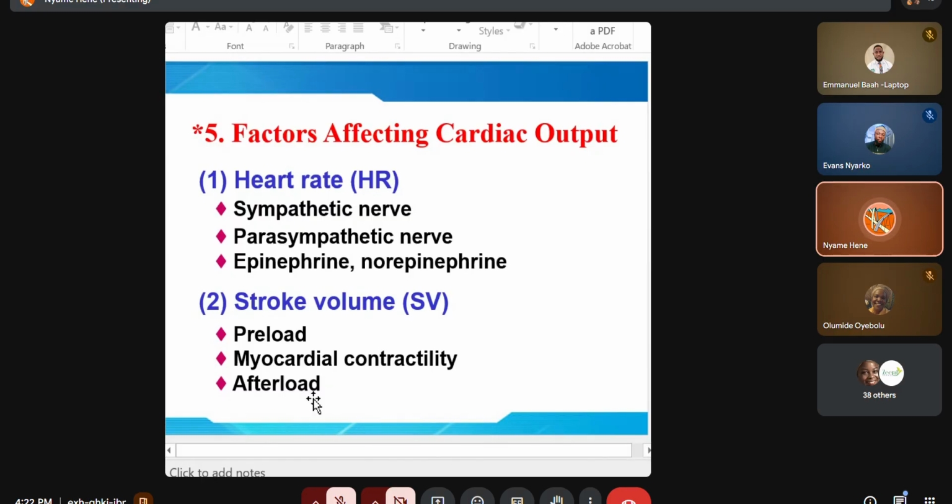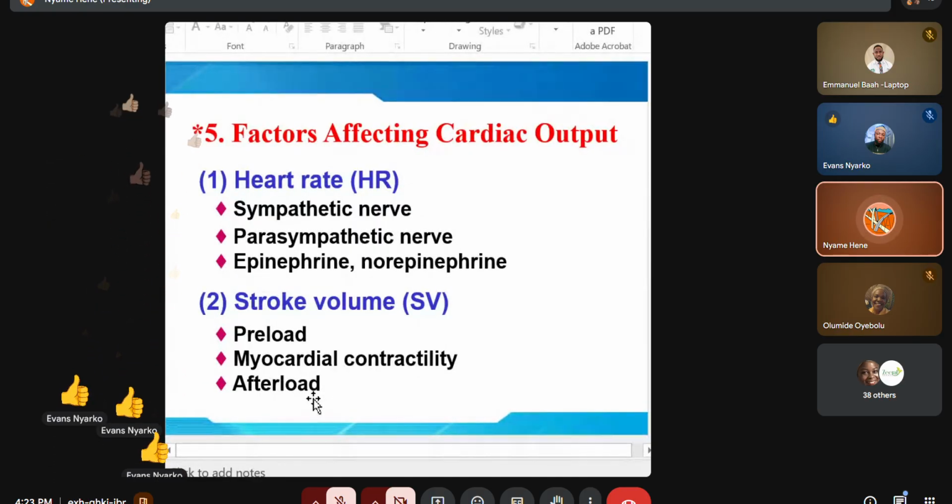The next one is myocardial contractility. I'm still using the water because that will make you understand properly. The strength that you need to press the bottle: if you press it harder, more water will come out than if you are just massaging the bottle. So your hand that is pressing becomes the myocardial contractility. If there's a stronger myocardial contractility, you are going to get a higher stroke volume. Likewise, if there's a low myocardial contractility, your stroke volume is going to be less.